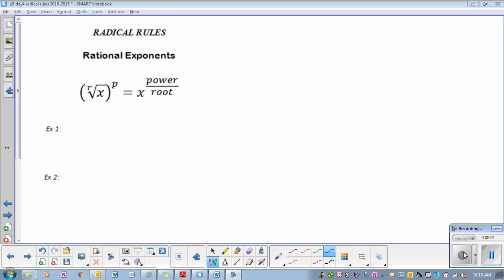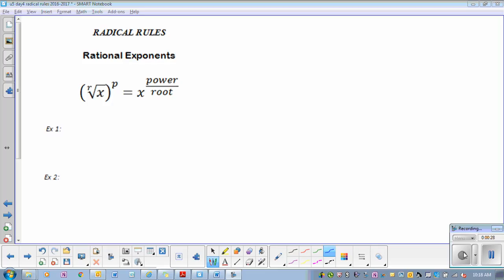Today we're going to talk about radical rules. The first radical rule up at the top left corner is looking at rational exponents. Basically, we've done this one, okay? This is the one where you could rewrite it both ways. So if you have the rth root of x to the p power, it's the same as writing x to the power over root.